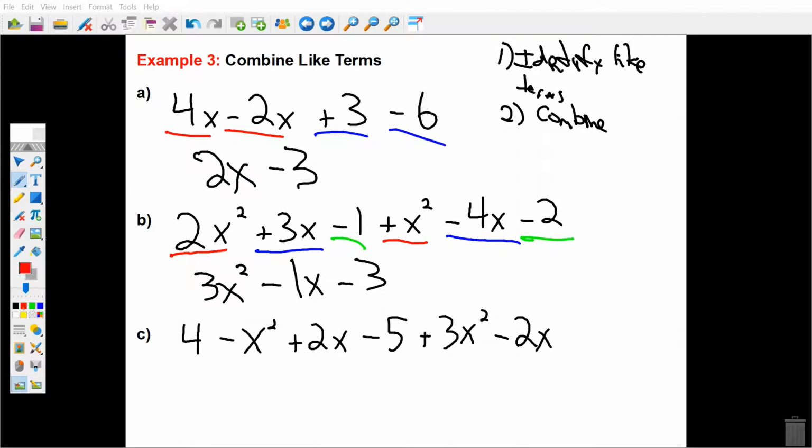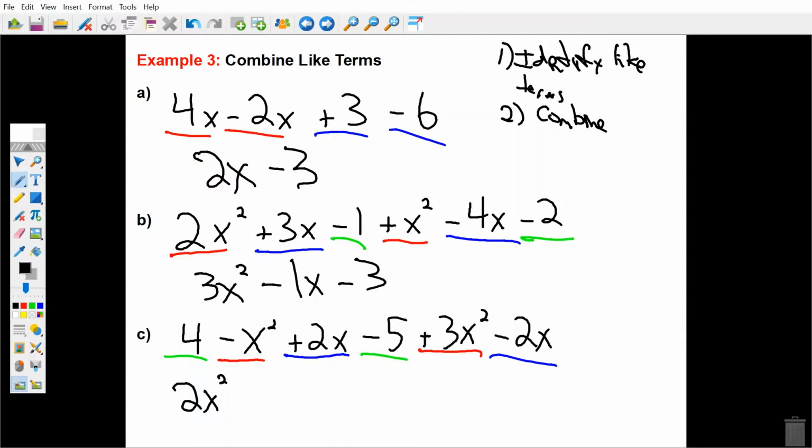Question 3 says 4 minus x squared plus 2x minus 5 plus 3x squared minus 2x. We start by identifying the like terms. We have x's here, and we have numbers. We'll combine our x squareds first. Negative 1 plus 3 is 2x squared. For the blue, for the x's, 2x minus 2x. 2 minus 2, of course, is 0.